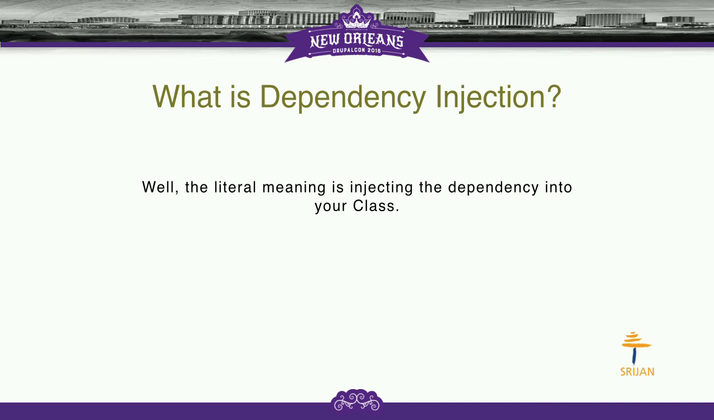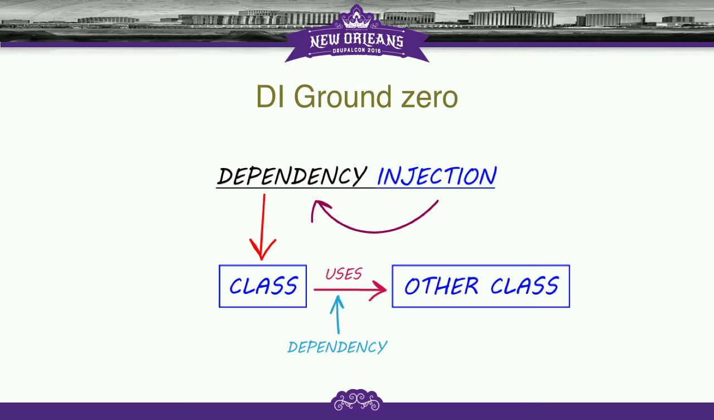So dependency injection, what exactly does it mean? It's basically a concept where you define your dependency in a class definition rather than instantiating it in the class itself. As the statement says, the literal meaning is injecting dependency into a class. That's what we understand about dependency injection as a term. But what exactly does that mean? So let's go to ground zero, and let's first understand what is meant by dependency.